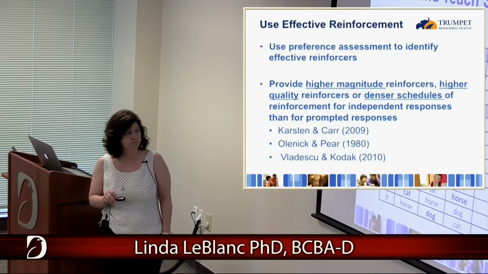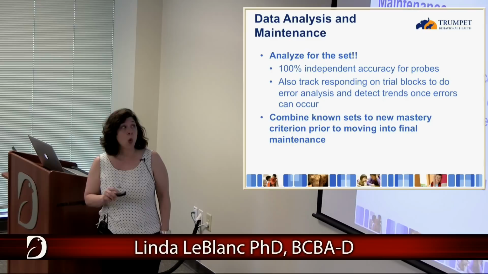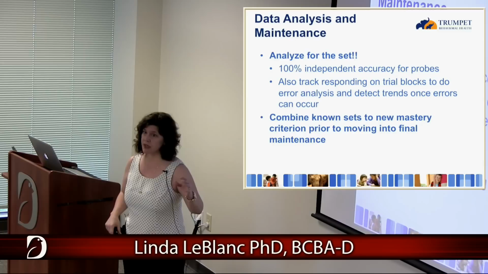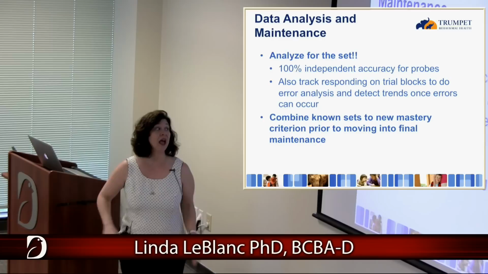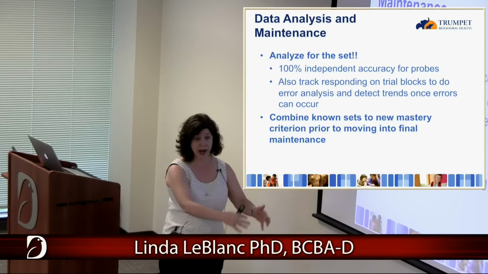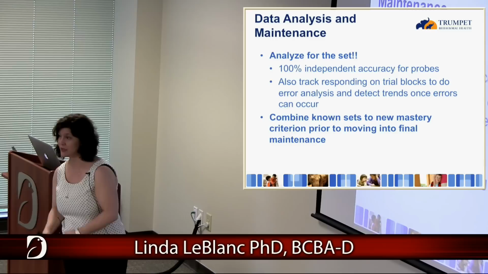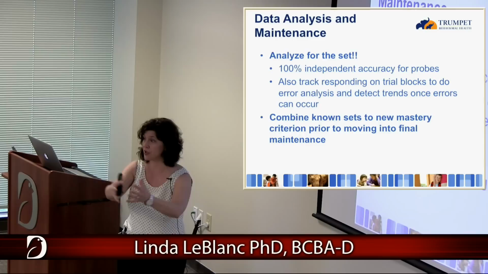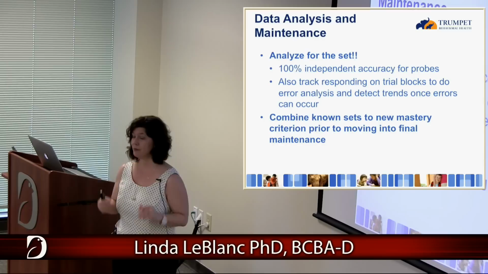Okay. So, once you have mastered the set, you got those three. You got red, you got blue, you got green. I'd probably do something like red, blue, and yellow, as different as possible. Then you're going to combine your known sets to mastery. So that is, you mastered red, blue, green. You mastered orange, purple, brown. Now I'm going to put all six of those together and rotate through those trials in an array to mastery.